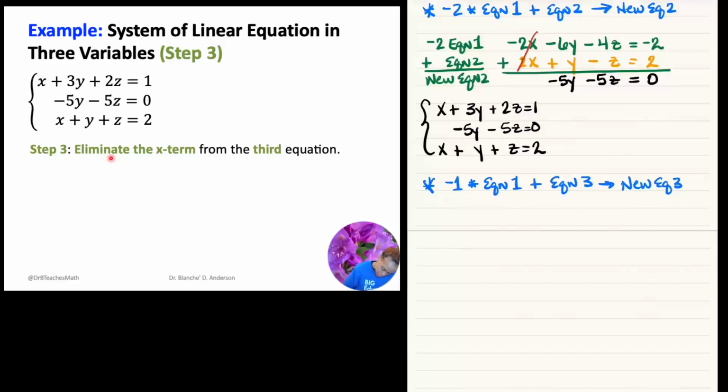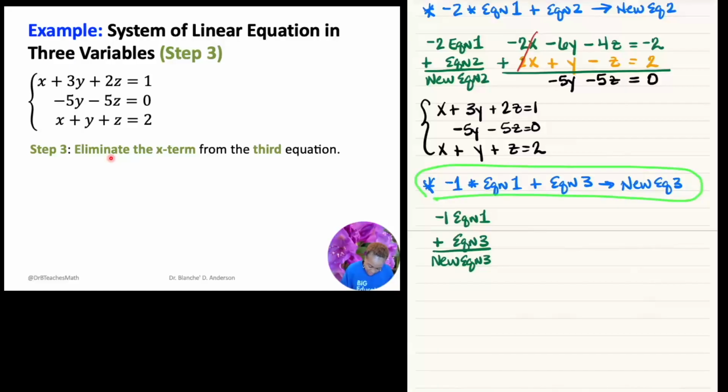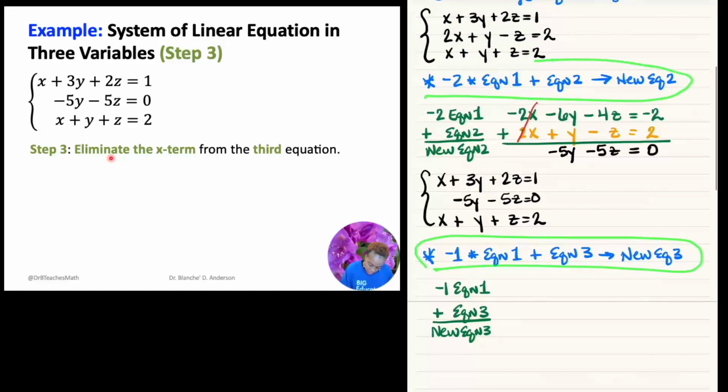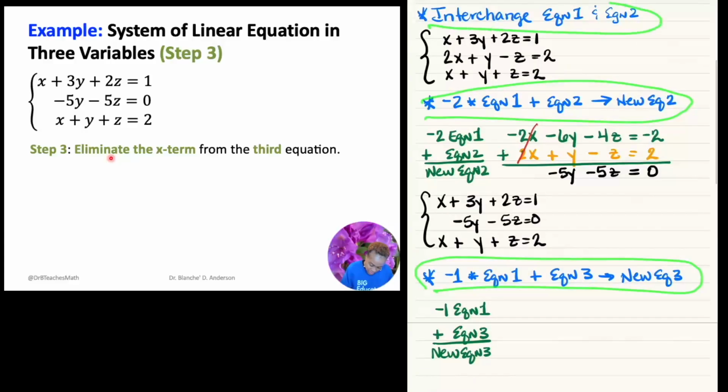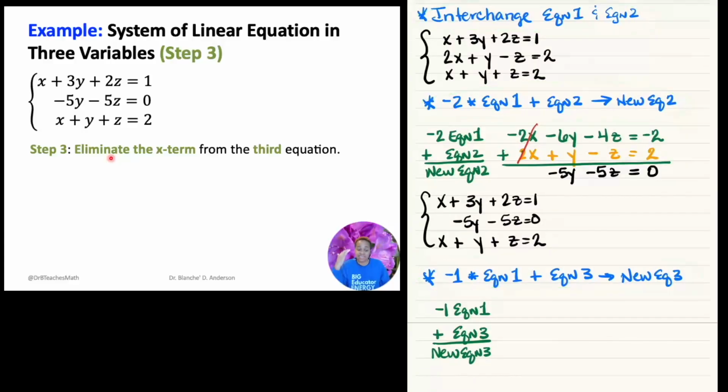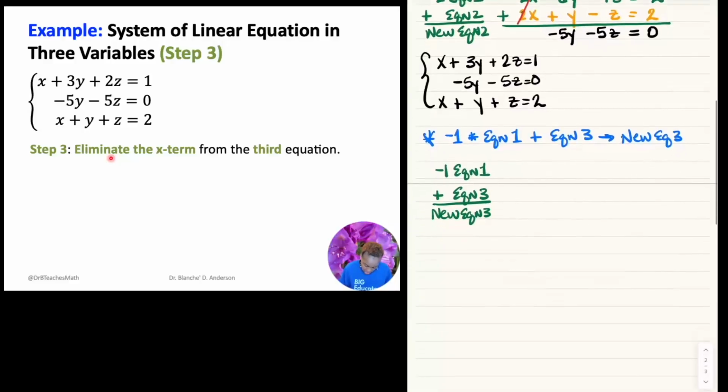Okay? So we're taking -1 times equation 1, and we're adding it to equation 3. And we're going to get our new equation 3. Again, remember, I'm showing you this so I can show you what I'm doing in my head. But this helps me keep in order what I'm doing. Okay, so as I follow the steps, I'm just making sure I'm writing down, because when the equations get so big, it is easy to kind of get lost. So that's what we're doing here.